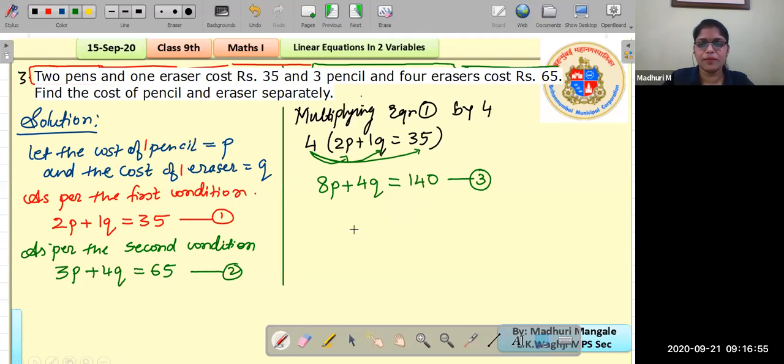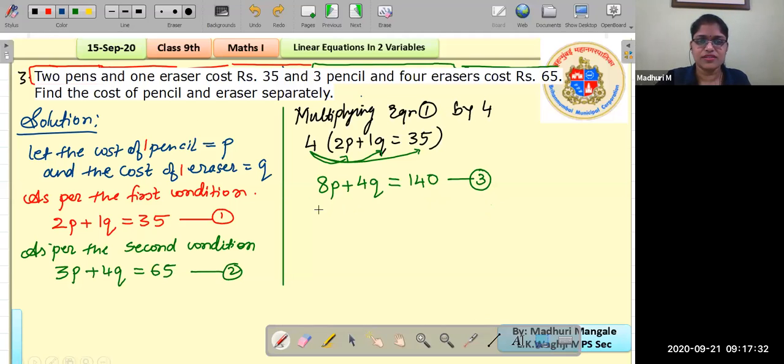And now you compare the third equation and the second equation. The second equation is 3p plus 4q equals 65. This is our second equation. Now compare. Are the q terms same? Yes, they are. The q terms are same. So what are we going to do? Should we subtract or should we add? Think. Which operation will help us to eliminate the q terms? Yeah, that's right. We are going to subtract. So we are going to subtract equation 2 from equation 3.